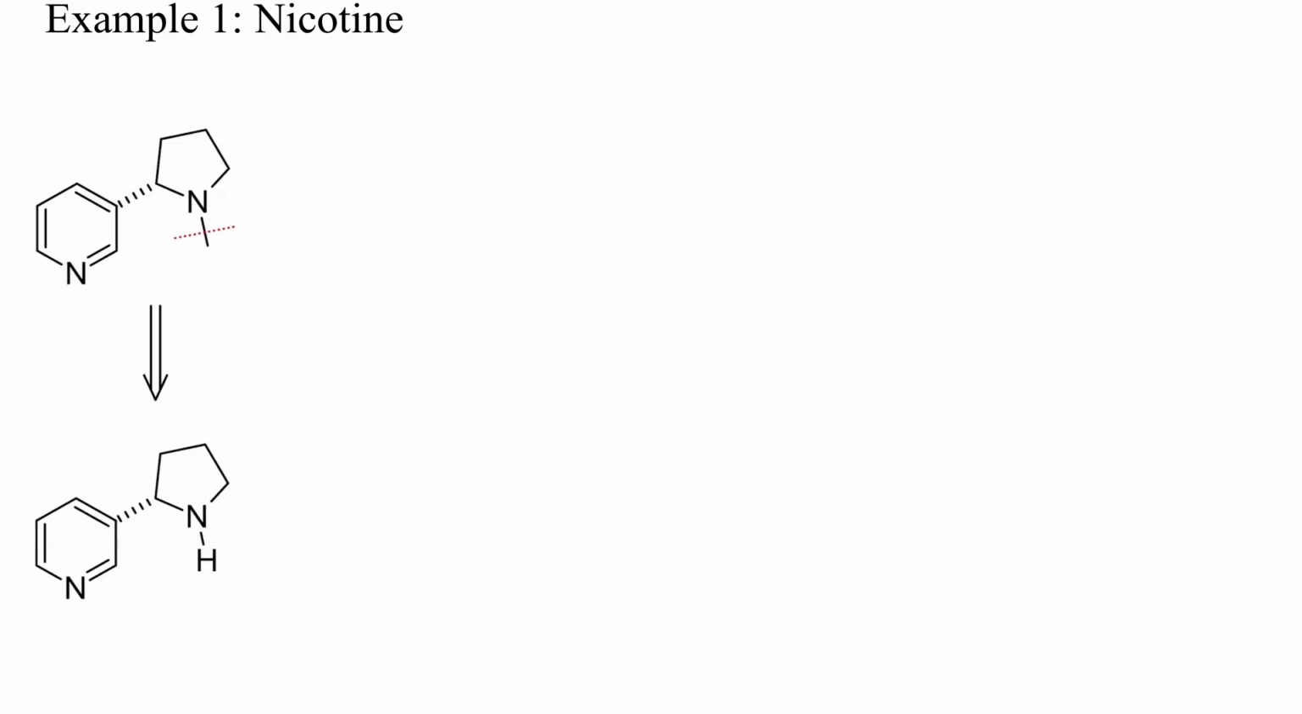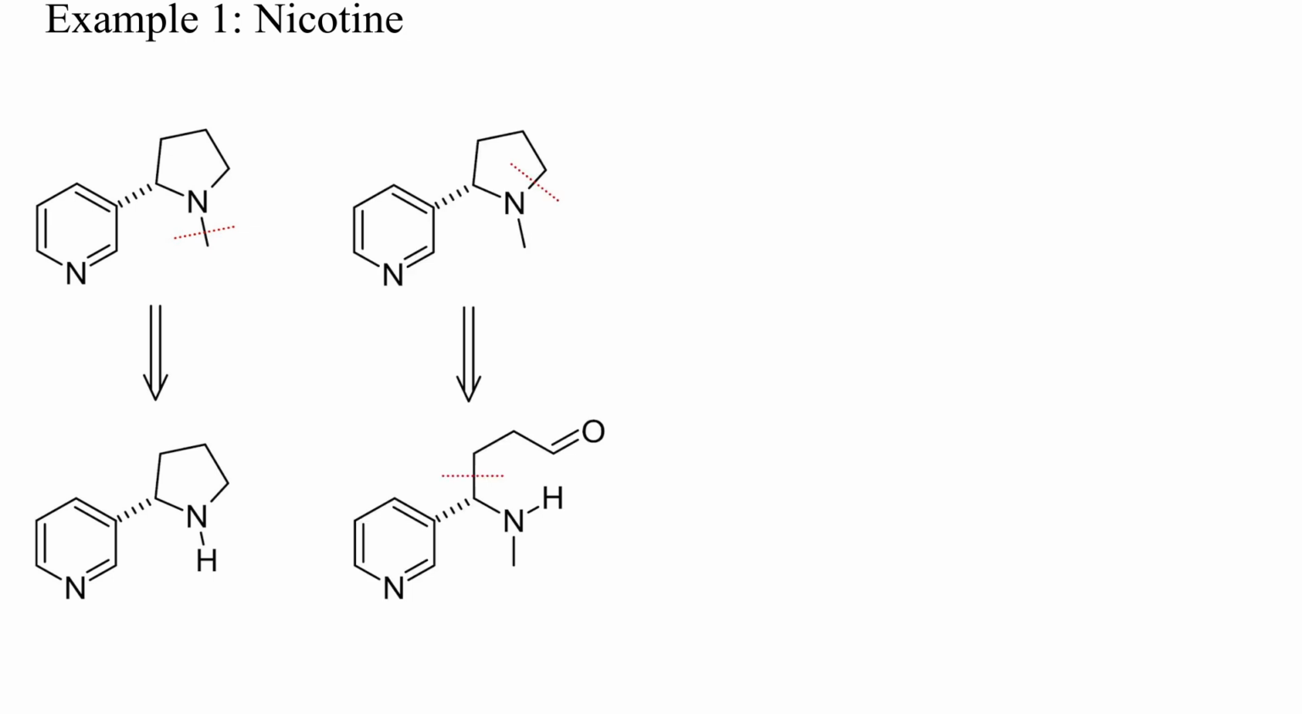Because carbon-nitrogen bonds are easy to make, a retrosynthetic analysis of nicotine should begin with cleaving each of these 3 bonds. Demethylation would not be helpful because it does not simplify the structure. Demethylated nicotine is as synthetically challenging as nicotine.